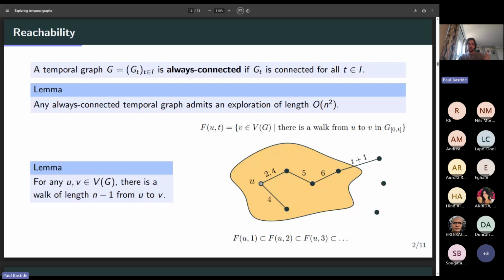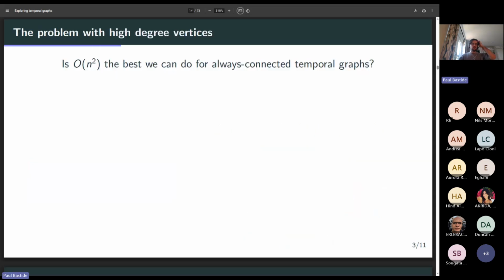Now what you do is just fix an arbitrary order on your vertices, and you say, well, I will go from, let's say, u1, u2, up to un, and I will go from u1 to u2. It takes at most n-1 time steps. Then I go from u2 to u3 in n-1 time steps again, and this sums up indeed to n squared. Right. So this is the first thing you can remark.